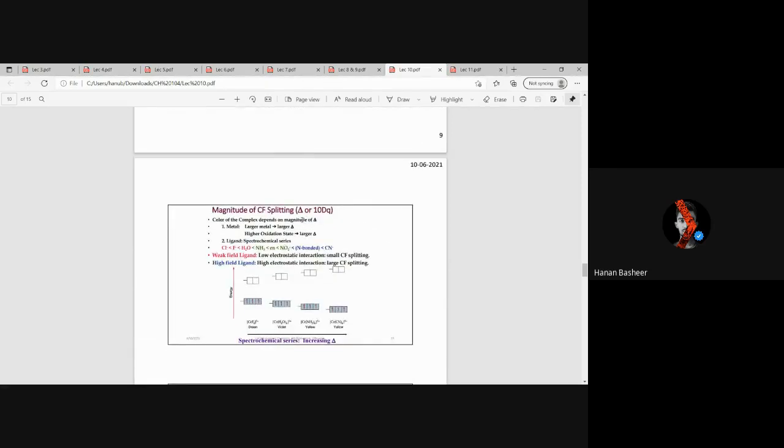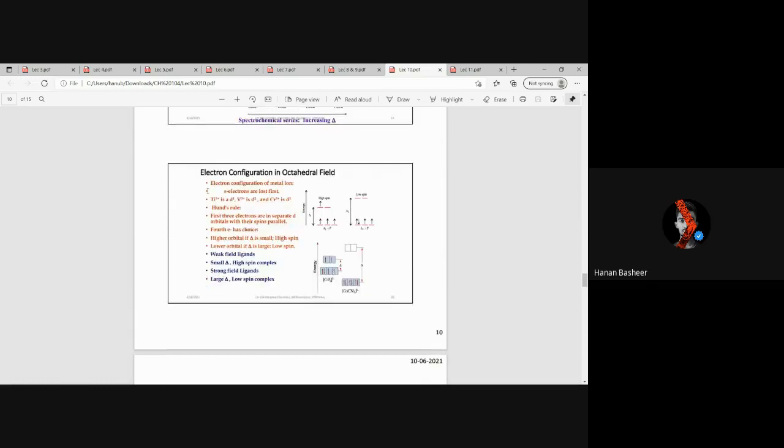Then magnitude of CF splitting: there will be more splitting if we have a larger metal, which will have larger delta, and a higher oxidation state will have a large delta. Similarly, this is the order of the ligands which are attached. Cn minus will cause higher splitting, and so on it will decrease across this order. Then a weak field ligand has low electrostatic interaction and small CF splitting, and a high field ligand will cause high electrostatic interaction. Electron configuration in octahedral: these conditions will enable us to determine whether pairing will occur in the bottom orbitals or not.